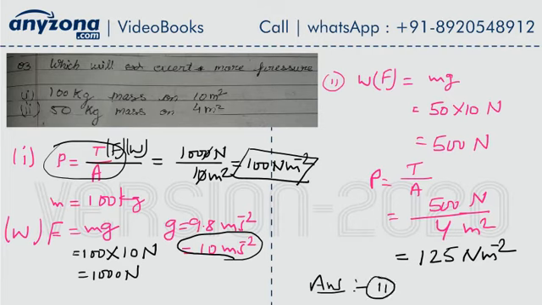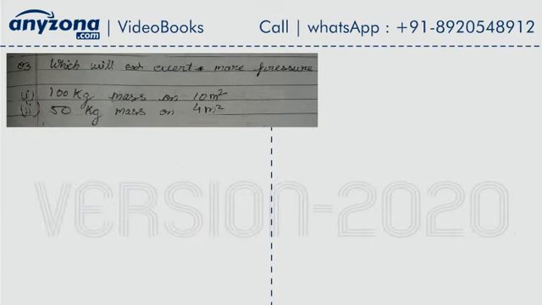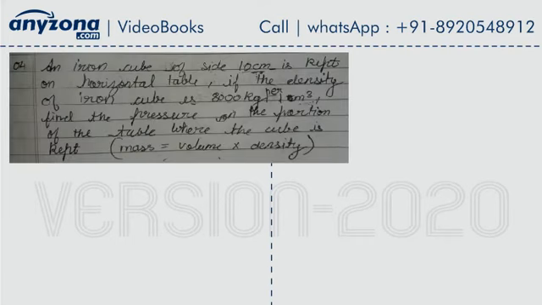Now solve the next question, and the next question is this one, which is also very important. Okay, let's solve. An iron cube, an iron cube of side 10 centimeter.